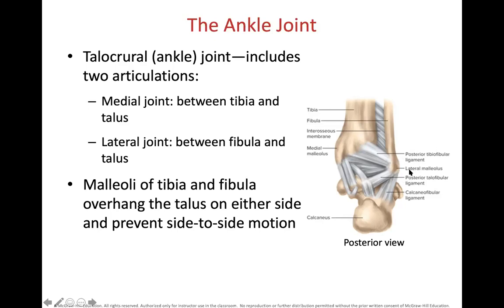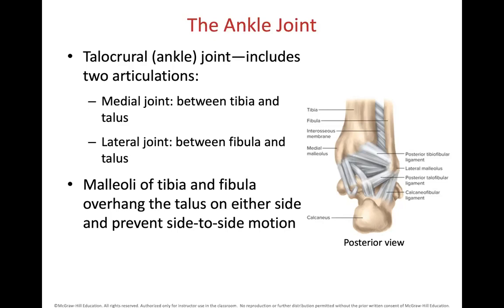The point of those bones kind of extending down and sticking out a little bit is to help secure the ankle from a side-to-side point of view. So the ankle doesn't necessarily roll or rock too much from side to side. Those extensions of the tibia and the fibula help to limit that side-to-side motion. So those are the bones essentially of the ankle joint.